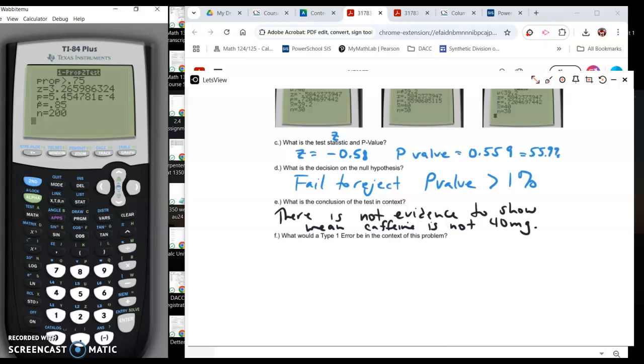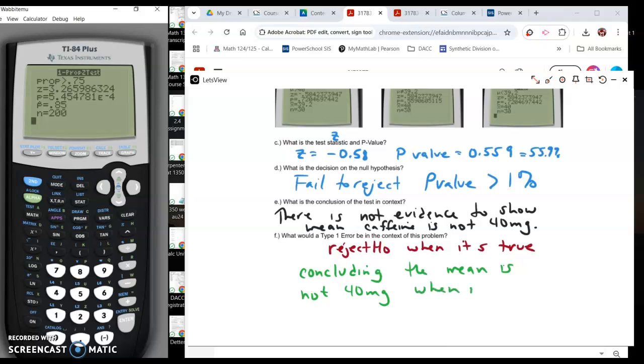It says, what would a type 1 error be in this context? Well, a type 1 error, if you recall, means we're going to reject the null when it's true. So our null said that mu is 40, so rejecting it would be saying that's not true, and that mu is not 40, but that's the wrong decision. So a type 1 error would be concluding the mean caffeine content is not 40 when it really is.